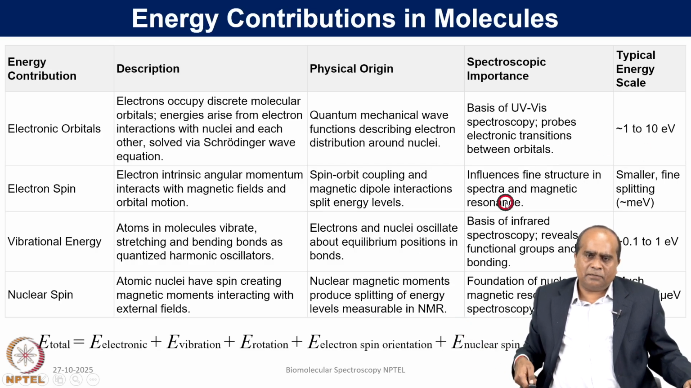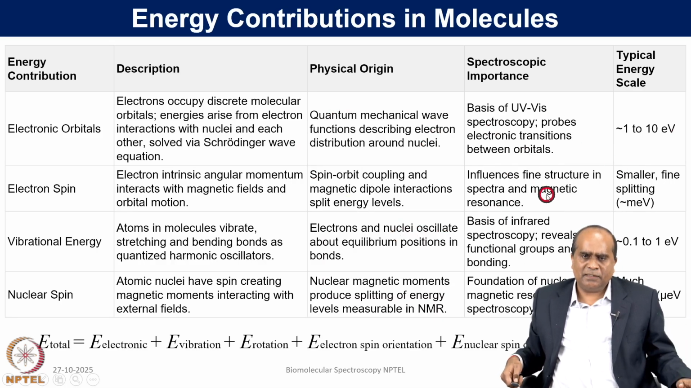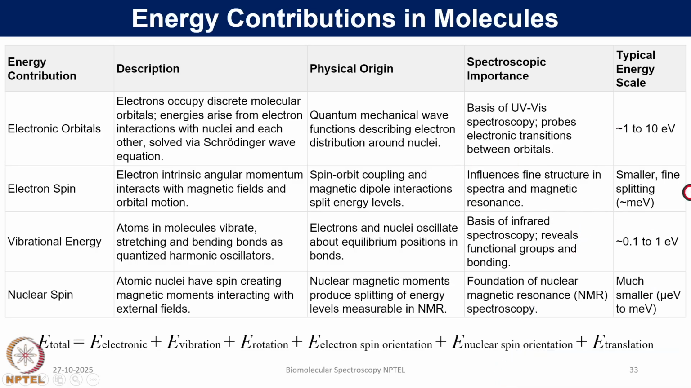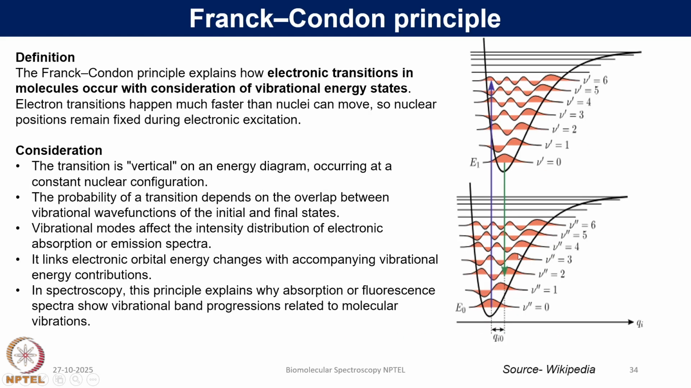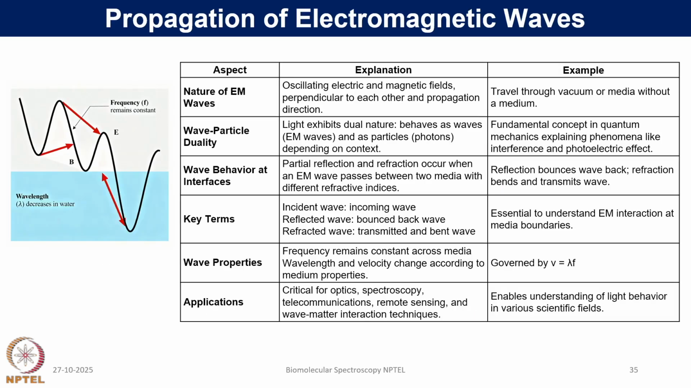Electronic spin, we can say spin orbital coupling, and many times EPR or ESR is used for electronic spins. So, they influence the fine structure of spectra in magnetic resonance. In vibrational spectroscopy, like functional group identification, we do it based on infrared spectroscopy, and this is NMR spectroscopy that we use. So, these are various kinds of spectroscopy that we were discussing, right.